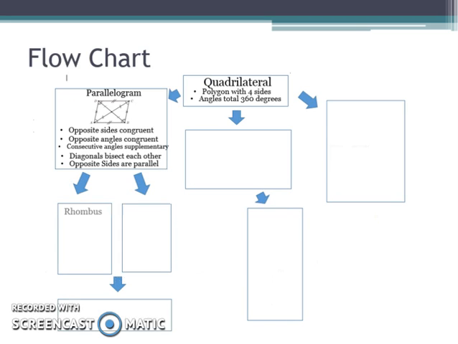Okay, we're going to add this to our flowchart. So on the left side there, we got rhombus. The definition is that it has four congruent sides. The diagonals are perpendicular, 90 degrees. And the diagonals are angle bisectors. So we're going to fill that in.